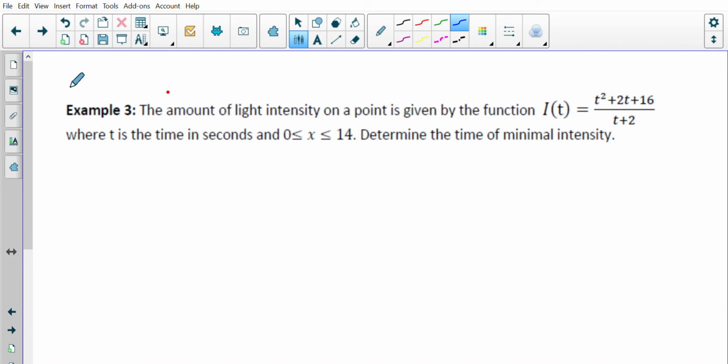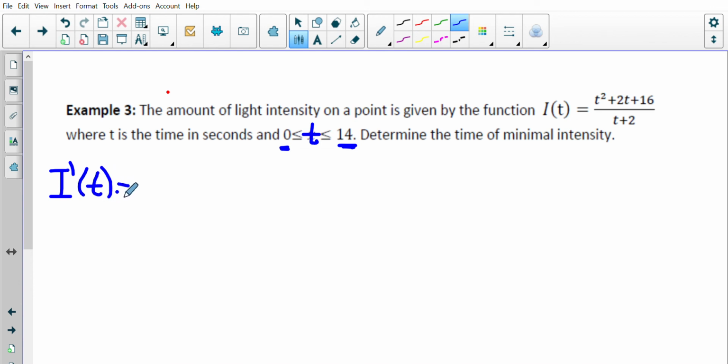The amount of light intensity on a given point is given by the function I of t equals that function right there, where t is the time in seconds. And our interval here is between 0 and 14. Determine the time of minimal intensity. So we're just looking for the min here. We're going to have to test our two endpoints of 0 and 14, but then we need to find the derivative to see if we have any more possible max or min values. So I've got to find this derivative.